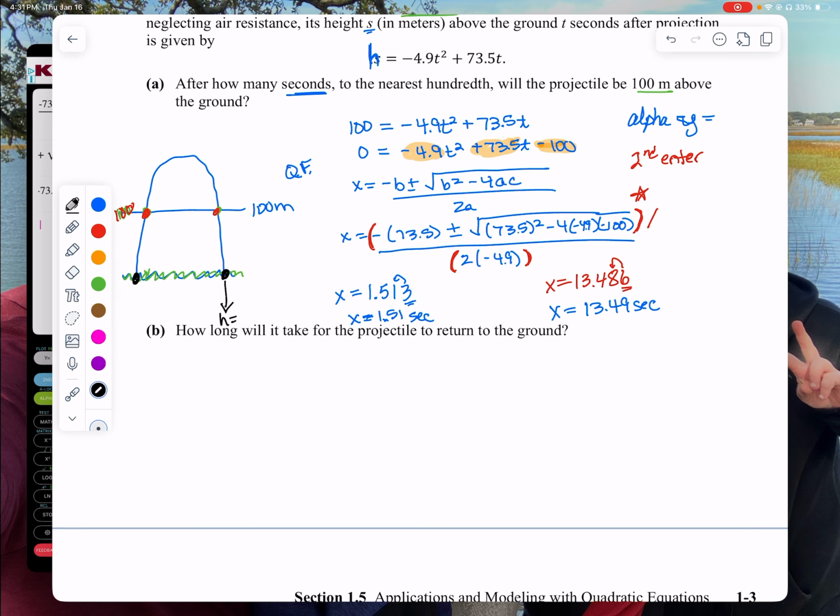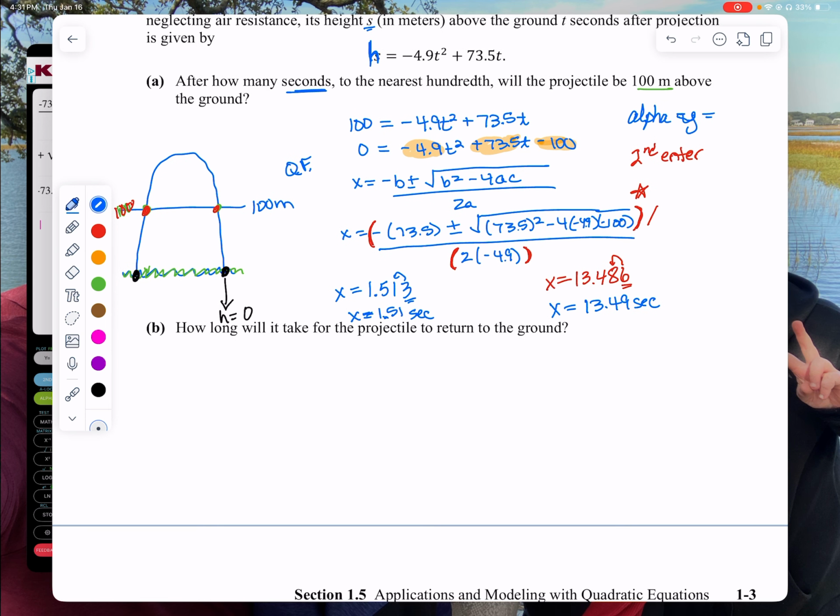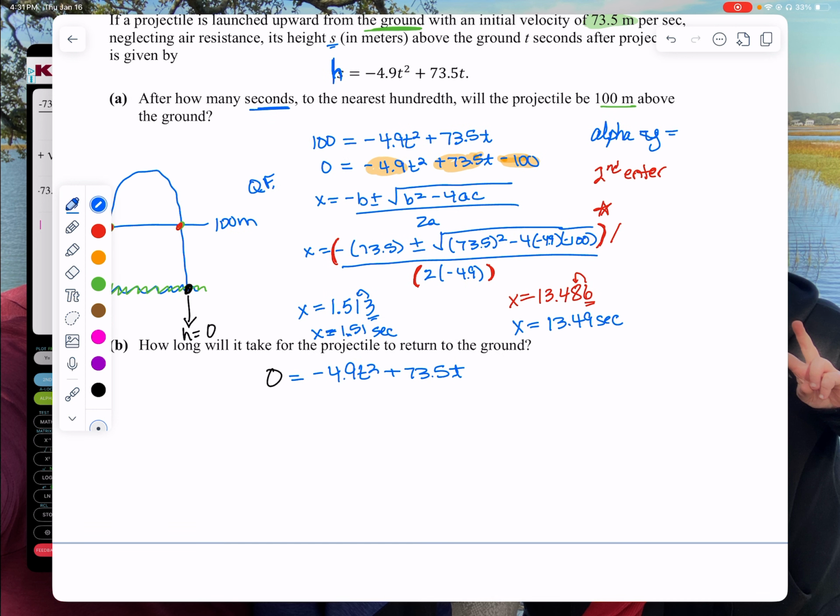Your height's going to be 0 at the ground. So I'm going to do the exact same thing that I did on part A, except instead of 100, I'm going to have 0. 0 is my height. Negative 4.9 t squared plus 73.5 t. Now, you could use the quadratic formula, but guess what? I don't need to. I'm going to factor it out because I've got a t. I can take a t out.